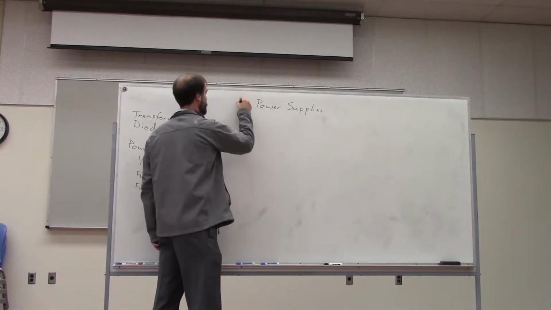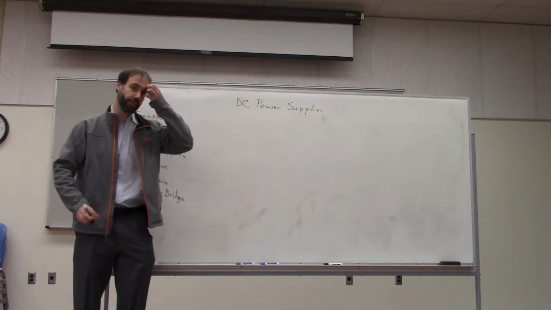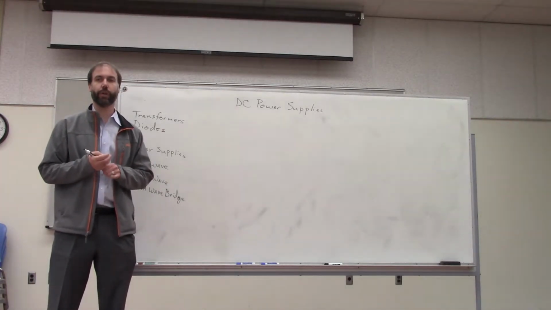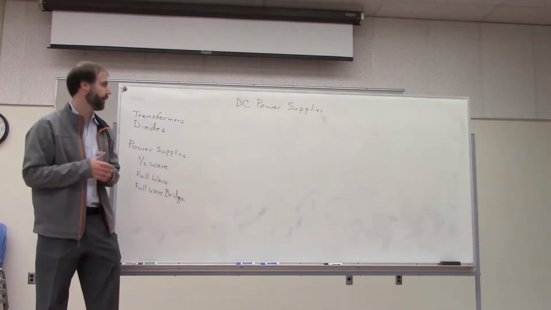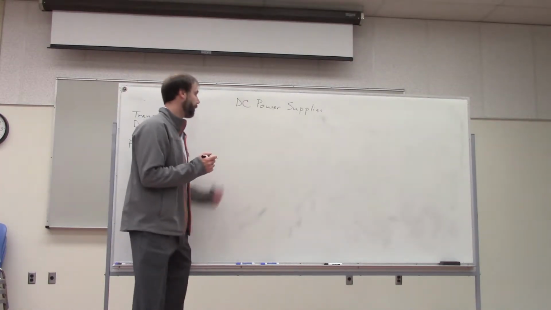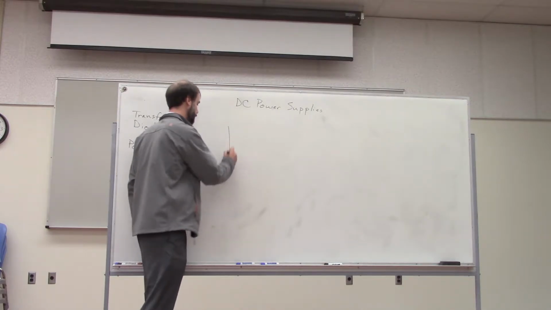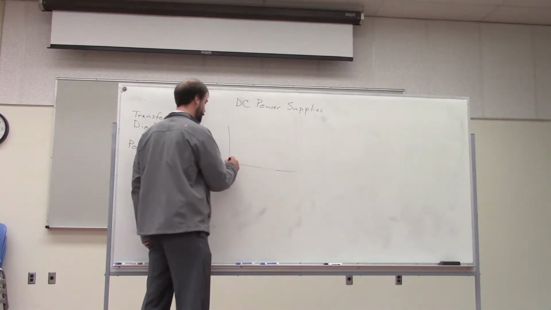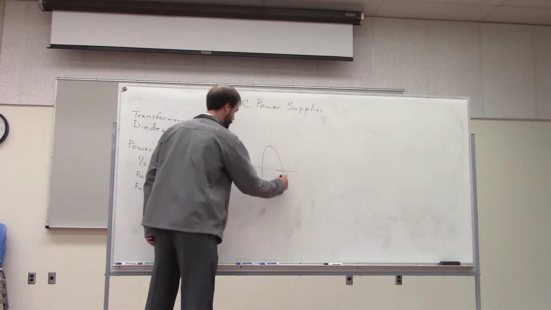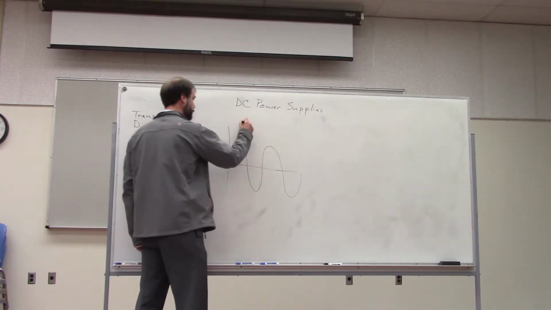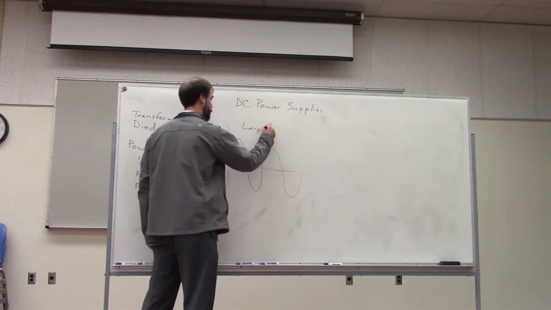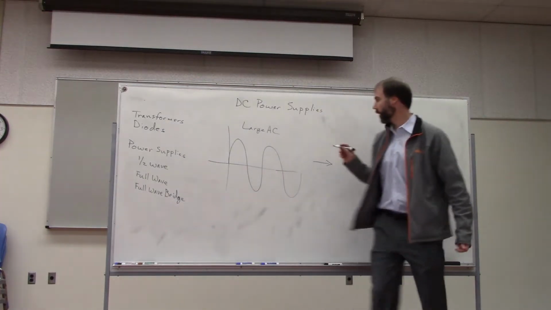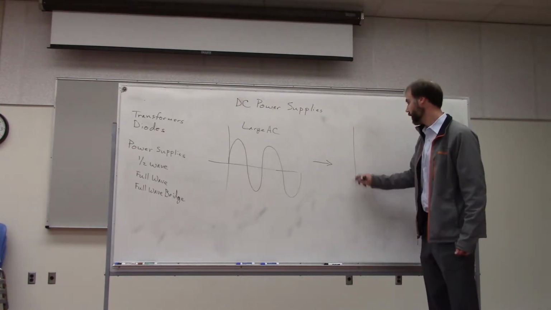DC power supplies are the ones that we use most often, especially in electronics, because most of our electronic devices run off of DC power, or DC electricity. So the purpose of a DC power supply is to take a large AC voltage and convert it to a smaller DC voltage.